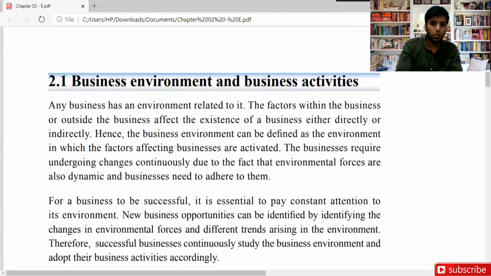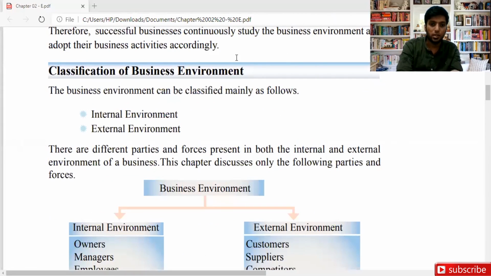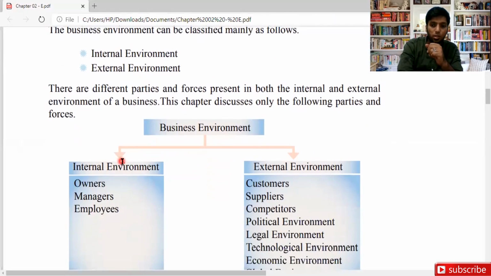We have spoken about what's business environment. So let's move on to the next content of this part. I have given you a clear introduction about what is business environment and what is internal environment and what is external environment. Knowing this is very important to score better marks on your exams. Classification of business environment is divided into two: internal environment, external environment. There are different parties and forces present in both internal and external environment. This chapter discusses only the following parties and forces.